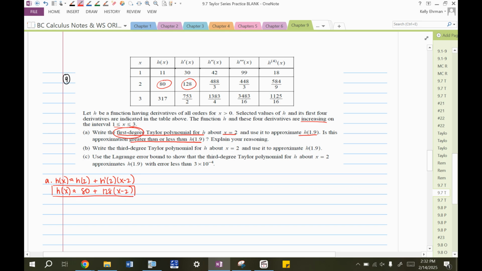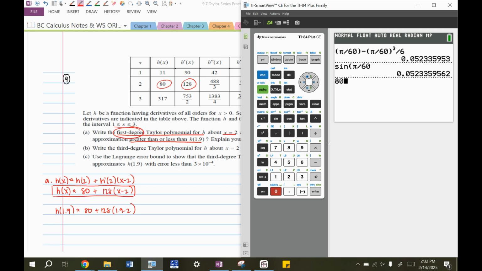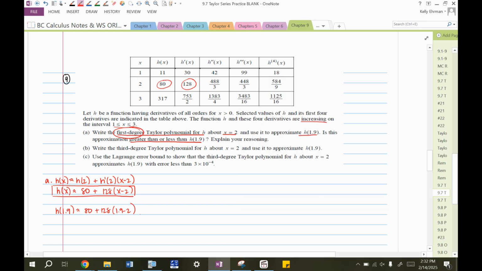Use this to approximate, I think I'm allowed to use a calculator, by the way, h of 1.9. So that would be 80 plus 128 times 1.9 minus 2. 80 plus 128 times negative 0.1. That's 67.2. So h of 1.9 is about equal to 67.2.